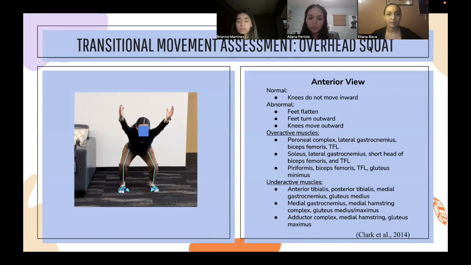The kinetic chain checkpoints to look for at the anterior view are the foot and ankle and the knee.